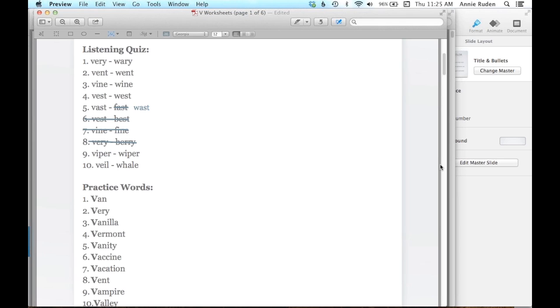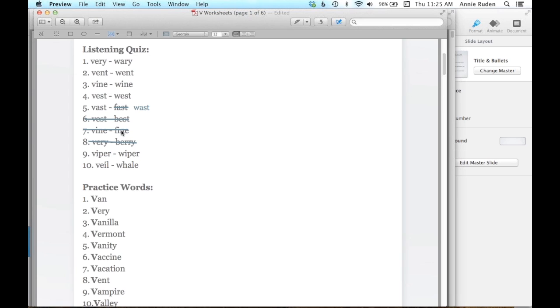If you're not really hearing it yet, then definitely find a native English speaker that you feel comfortable with, give them the listening set quiz and say, will you say one of these words and help me practice?